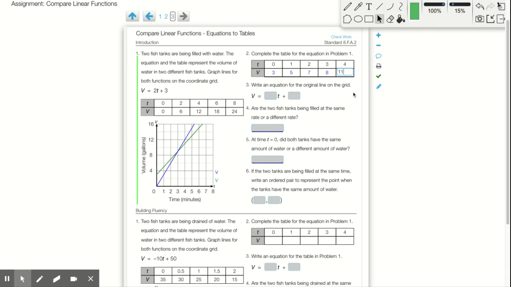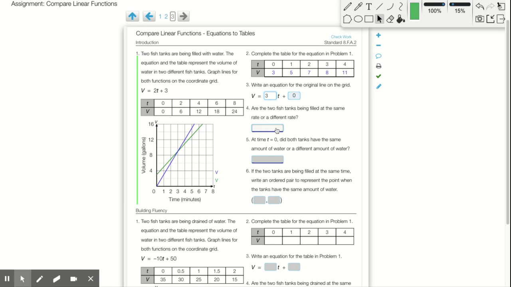Write an equation for the original line on the grid. That's this line, the blue one. So it starts at 0, and the rate starts at 0. Let me find somewhere where it meets. Right here, we're going to go up here to the 12. 0 goes up to 12. We're going to rise 12. We're going to run 4. So 12 over 4 is 3.